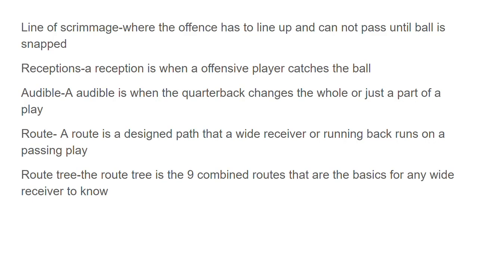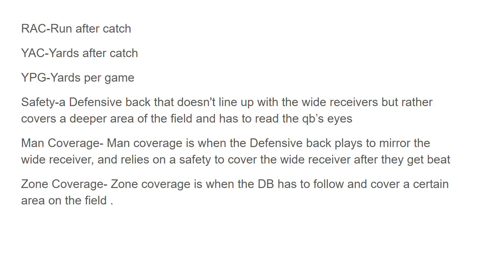The line of scrimmage is where the offense has to line up and cannot pass or start before the ball is snapped. A reception is when the ball is caught. An audible is when the quarterback or the coach changes the whole play or just one single part of a play. A route is a designed path that the receiver or running back runs on a passing play. The route tree is the combined 9 routes that are basics for any wide receiver. RAC is run after catch, YAC is yards after catch, YPG is yards per game.